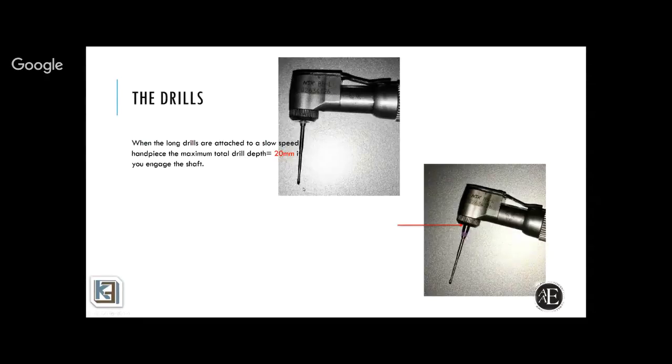Some of the cases that I locate the canals, I locate them 18 to 20 millimeters deep. A couple of them, if it's only going to be within 15 to 17 millimeters deep, then you can use just one drill, one guide. If it's going to be over 17, 18 millimeters, then I would suggest to make the second guide and use the longer drills. So when the long drills are attached to a slow speed handpiece, the maximum total drill depth will be 20 millimeters if you engage the shaft. So you have to accommodate this size.